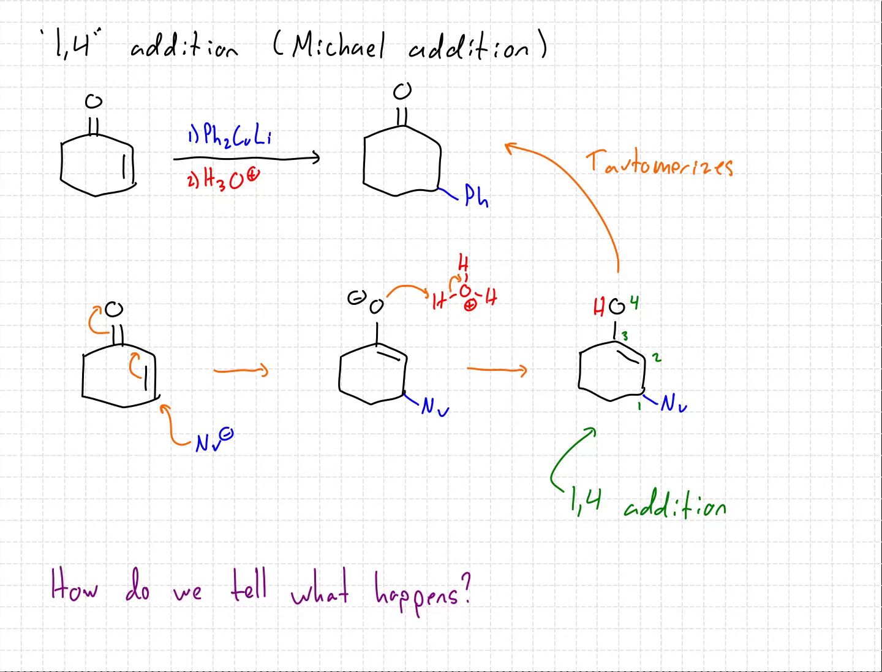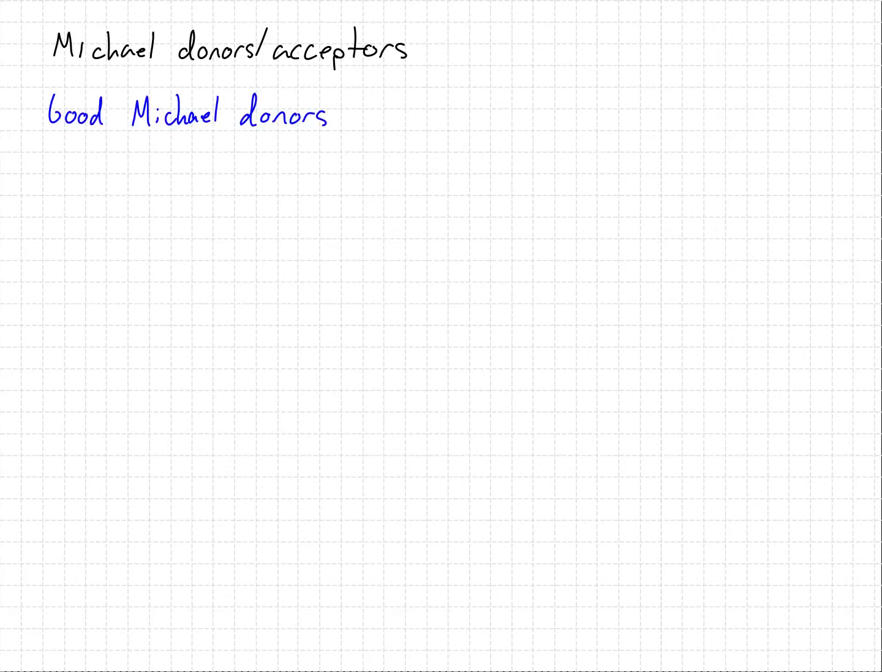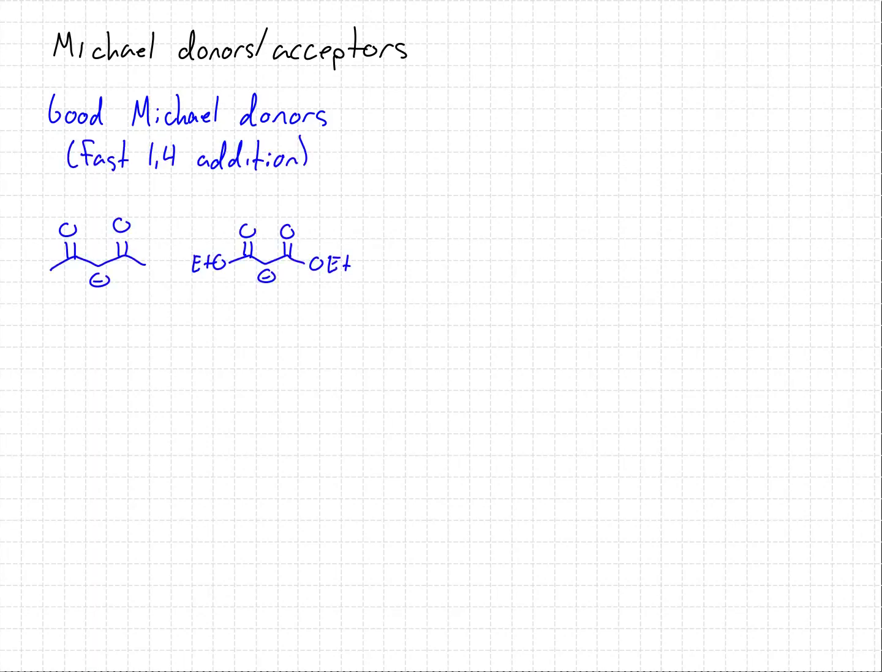The question that this raises here is how do we separate this into 1,2 versus 1,4 addition? How do we predict which one happens? In these reactions, we're going to refer to the nucleophiles and electrophiles as Michael donors and Michael acceptors, respectively. Here are some nucleophiles which are good Michael donors and will cleanly and quickly undergo fast 1,4 addition.